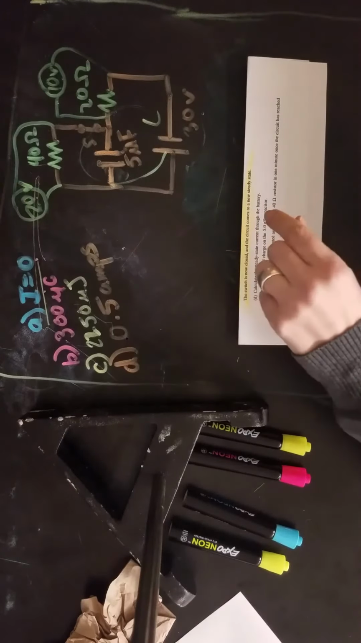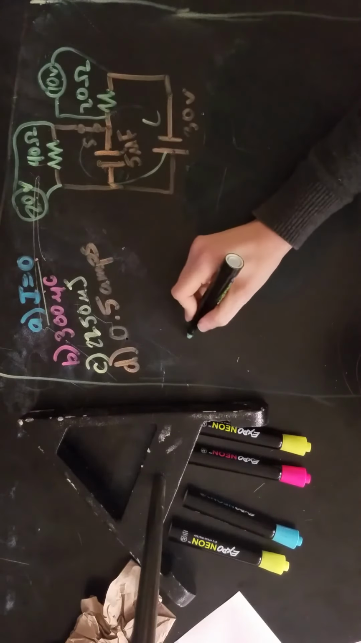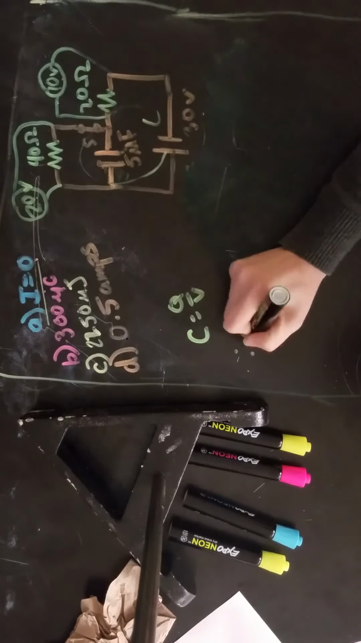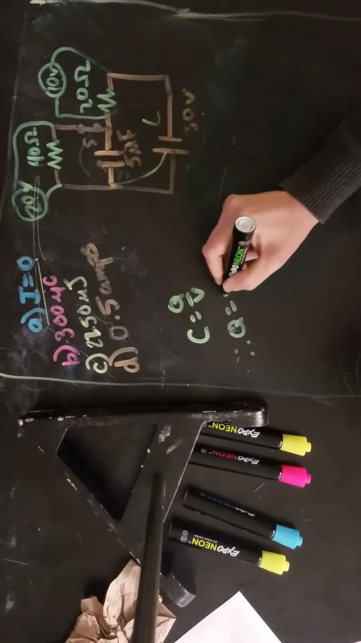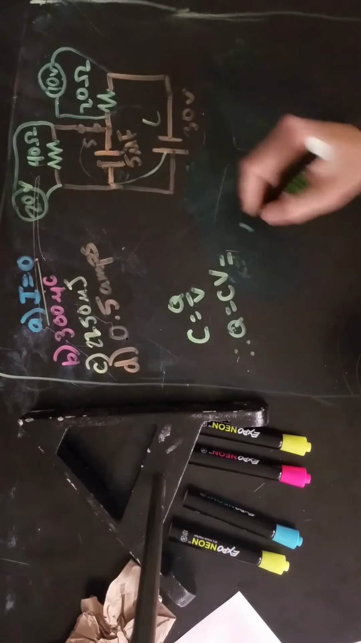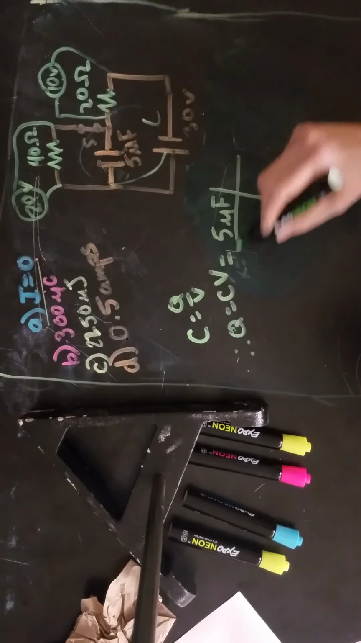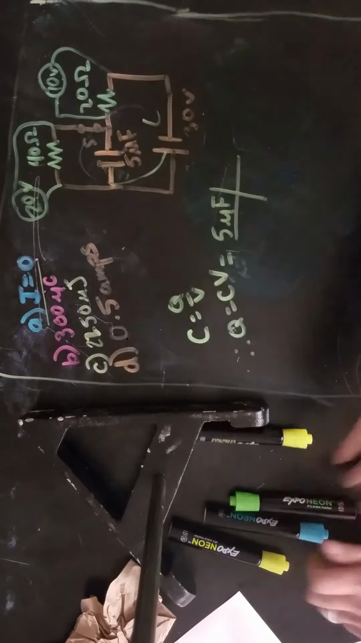So let's get back to this one. Again, part E said, calculate the final charge on the 5 microfarad capacitor. Therefore, Q equals CV, and that is going to give you 5 microfarads times the voltage drop. Oh, wait. Now, what are you going to use there? Use a different color real quick.